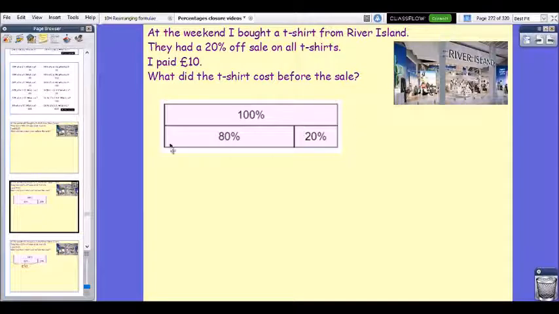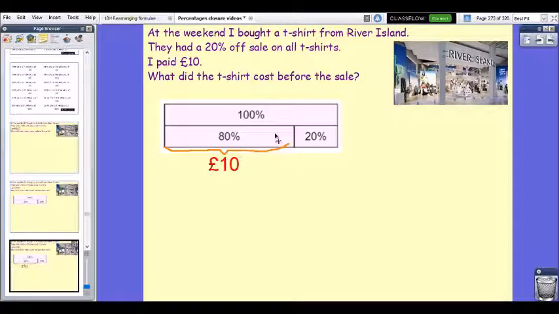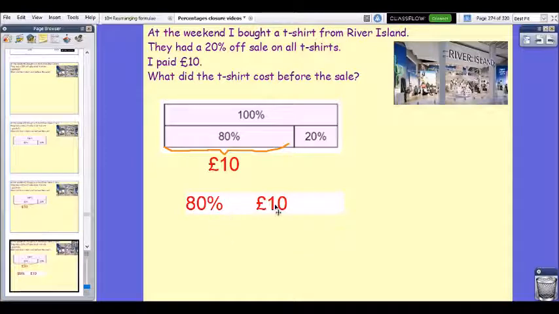Okay, so I'm going to draw a diagram first of all. Let's say this 100% represents the original amount of the t-shirt. I don't know this yet, but we are told that when 20% got taken off the value of the t-shirt, this part is £10. So 80% represents £10. I'm going to write that down. 80% represents £10.